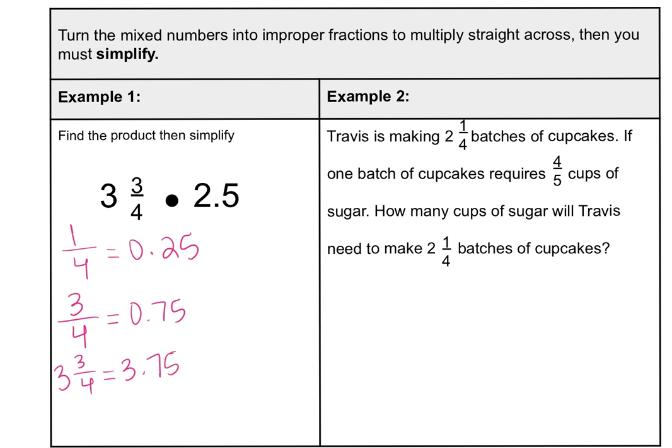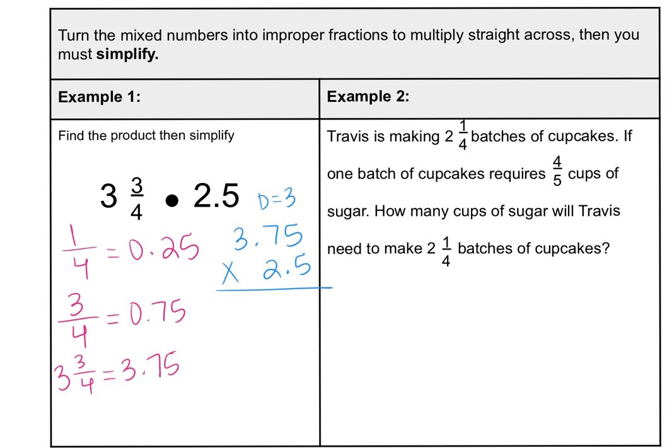So now that I have them as a decimal, I'm just going to multiply both numbers. I'm going to do 3.75 times 2.5. Now I'm going to count to see how many numbers are behind the decimal, and I see 3. So I'm going to write D equals 3. And then I'm just going to multiply.